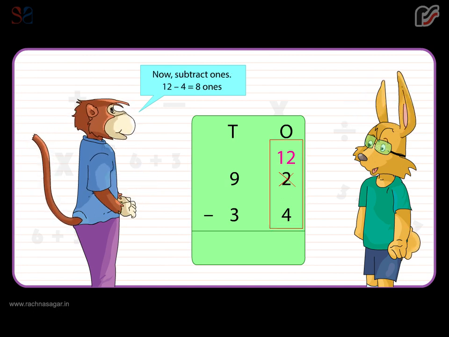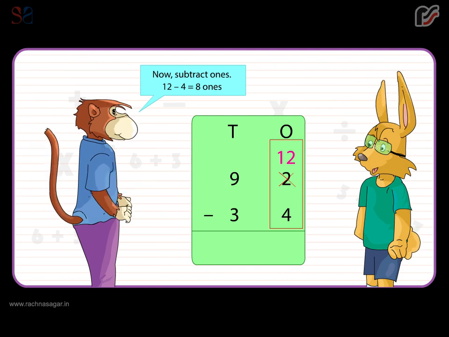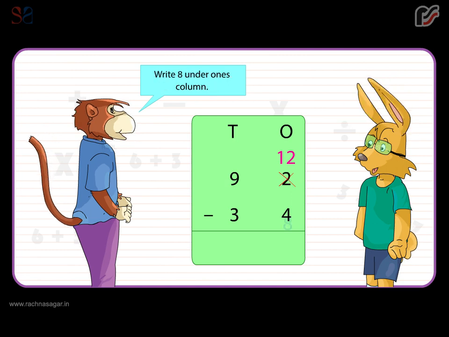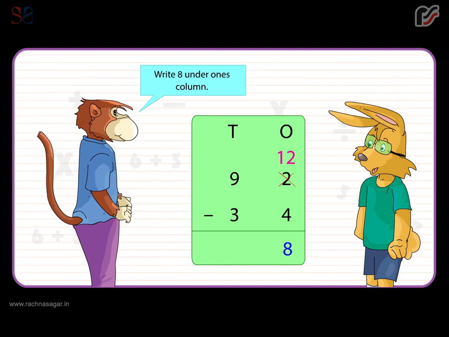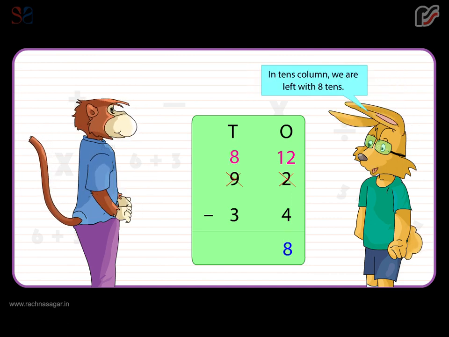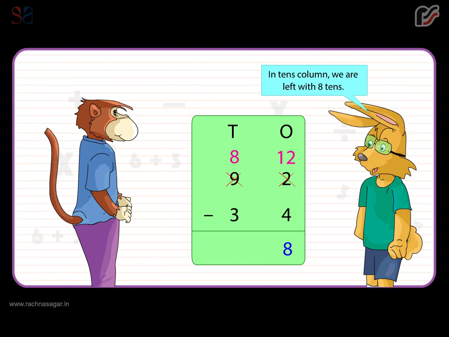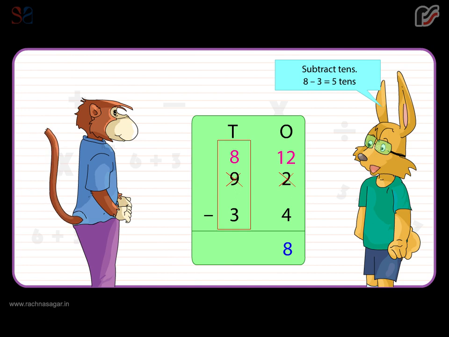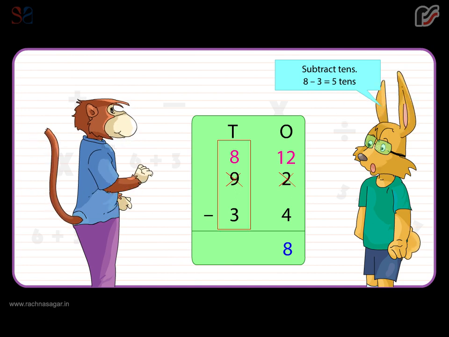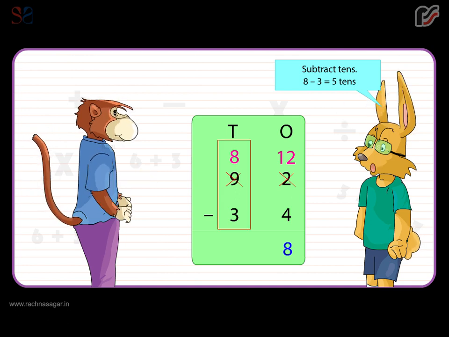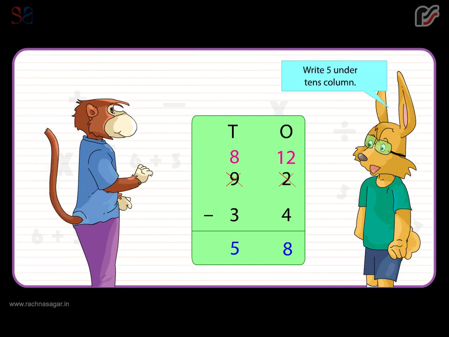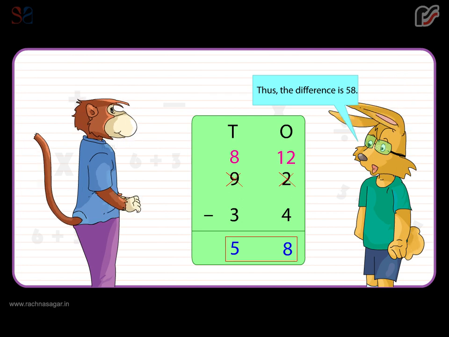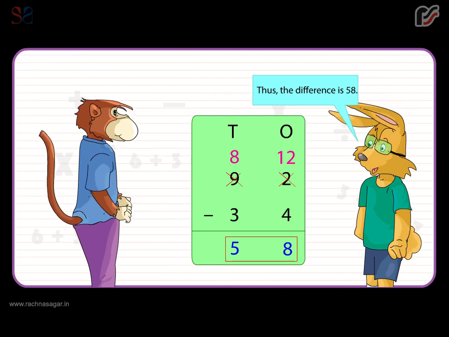Now subtract ones. 12 minus 4 is equal to 8 ones. Write 8 under ones column. In tens column, we are left with 8 tens. Subtract tens. 8 minus 3 is equal to 5 tens. Write 5 under tens column. Thus, the difference is 58.